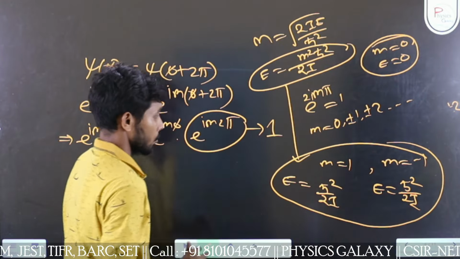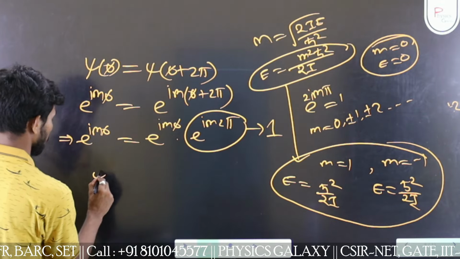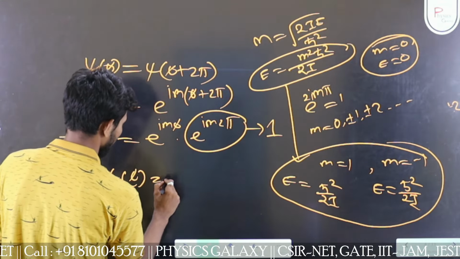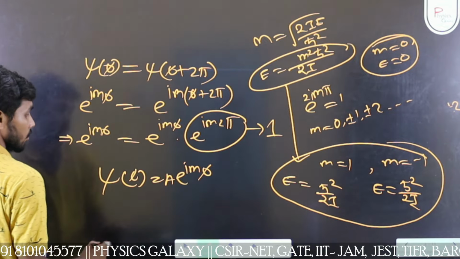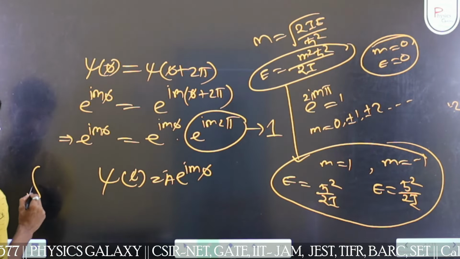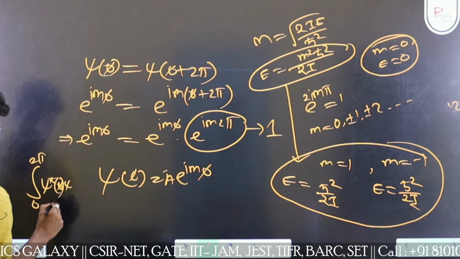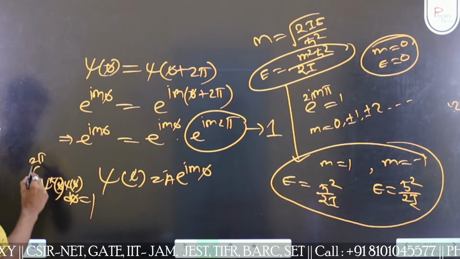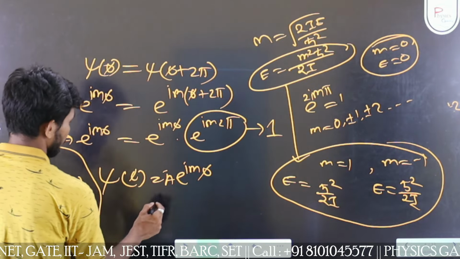Then they asked what will be the expression of the wave function. The wave function will be psi of phi equal to A e to the power i m phi. Using the normalization condition we can find the value of A: the integral from 0 to 2 pi of psi star of phi psi of phi d phi is equal to 1. Using this condition we can get the value of A.